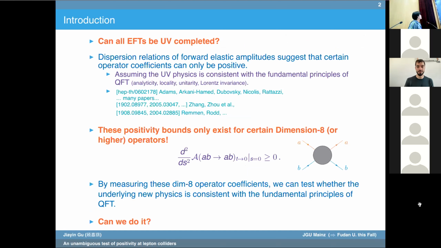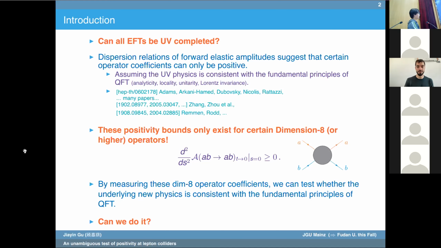So I guess I don't need to tell you what positivity is. We've already had some excellent introductions from the previous speakers, so I focus on the test. But let me just mention that there has been some recent interest in positivity, in particular in the SMEFT framework. We already heard the talk just now, and also as you probably learned by now, these bounds only exist for certain dimension 8 or even higher operators. So we don't have these for dimension 6 operators.